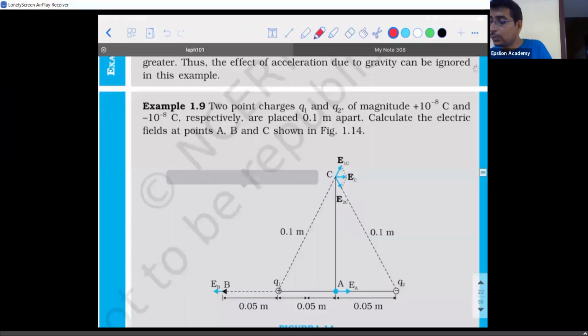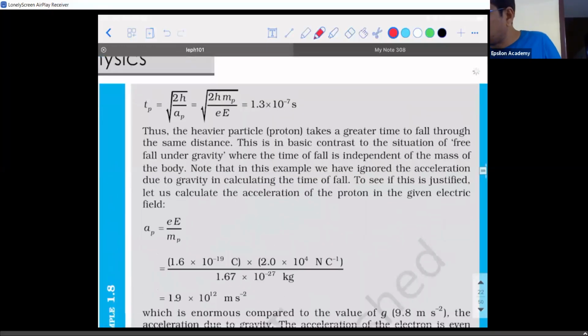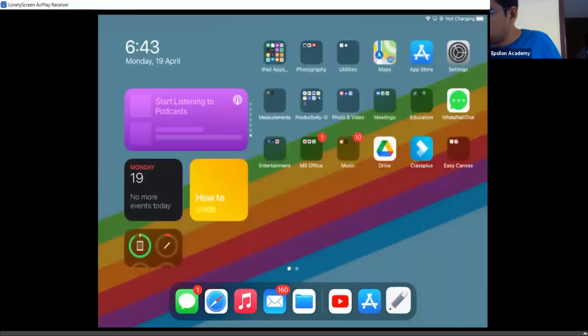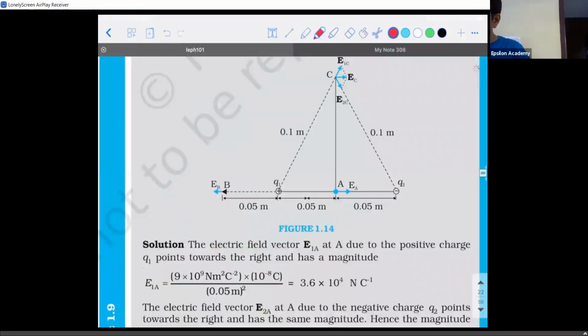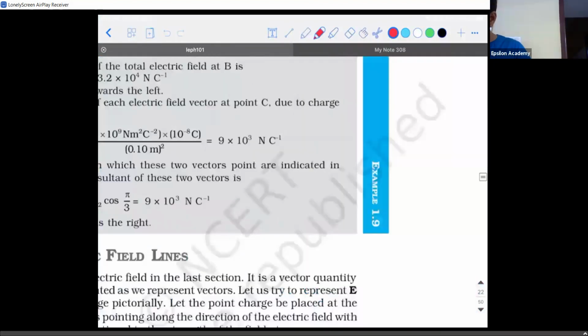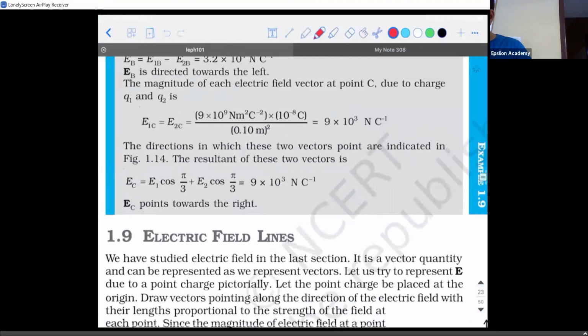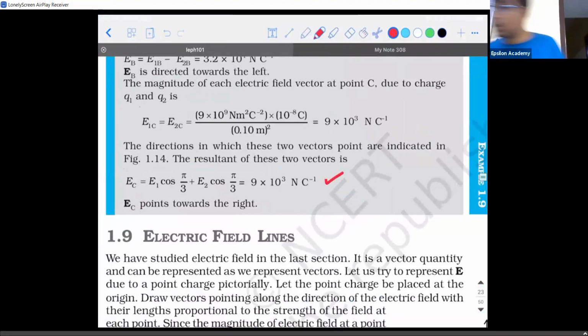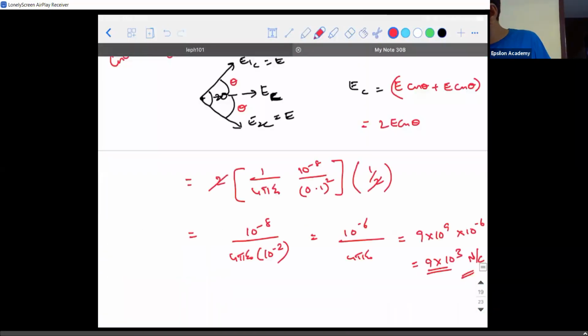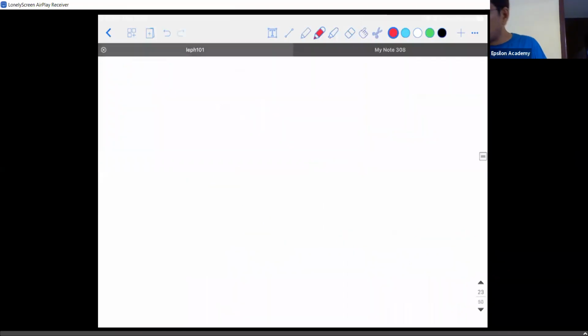Okay. So this is how you solve this problem. It's 9 into 10 power 3 Newton per Coulomb. Okay. So this is the answer. We'll try to solve one more problem.